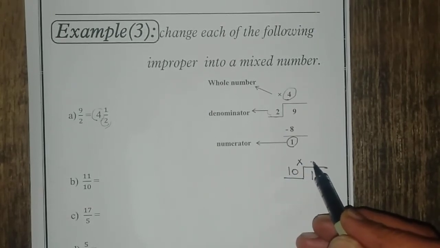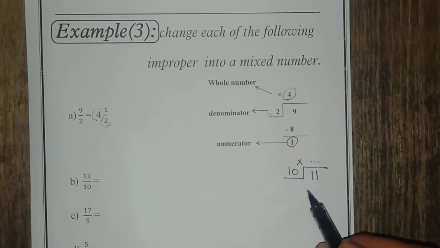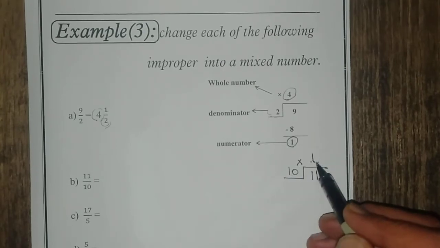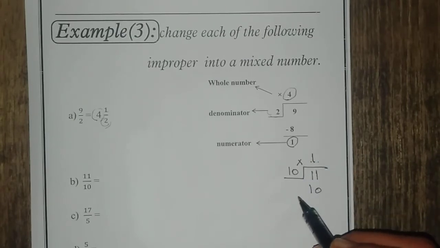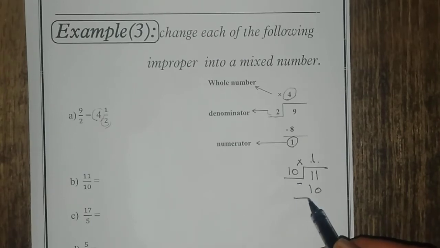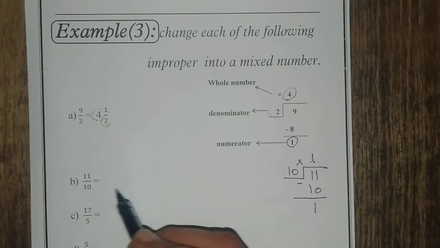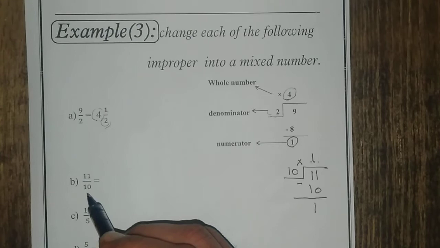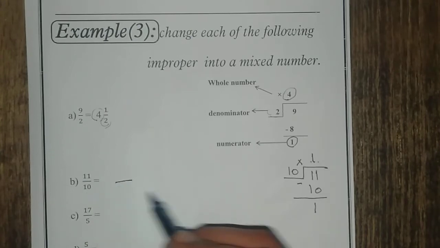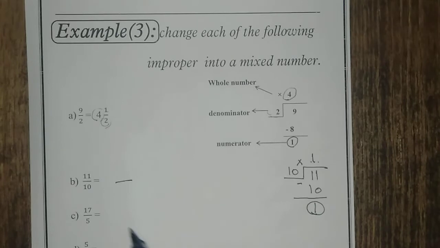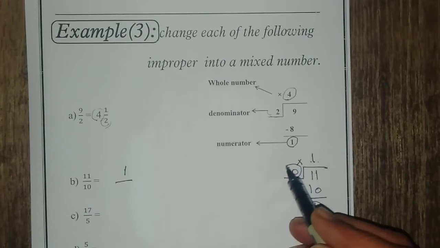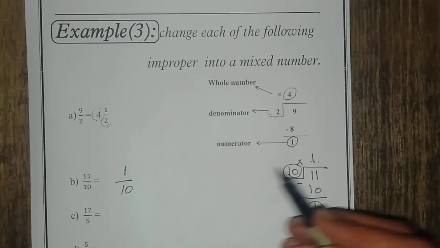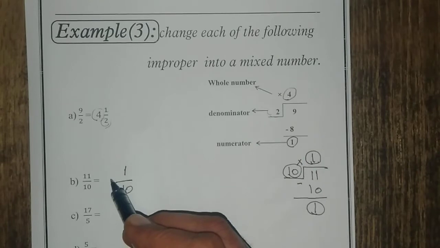What times 10 equals 11? 1 times 10 equals 10. It is the nearest result to 11. The second step, we'll subtract 11 minus 10 equals 1. Therefore, the improper fraction 11 over 10 equals 1 and 1 over 10. 1 is the numerator, 10 is the denominator, the quotient is the whole number.